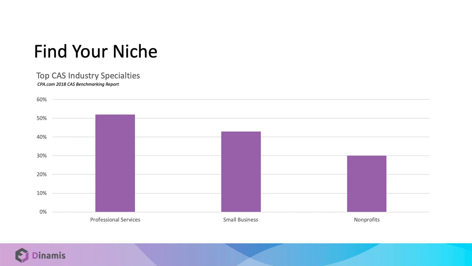Interestingly, when you look at the statistics of where most firms are with client accounting services practices, professional services, which could be lawyers, engineers, architects, etc., is actually the biggest identified niche. Second to that is small business. I know a lot of CPA firms call their small business practices entrepreneurial services. And then finally, you'll see nonprofits there.